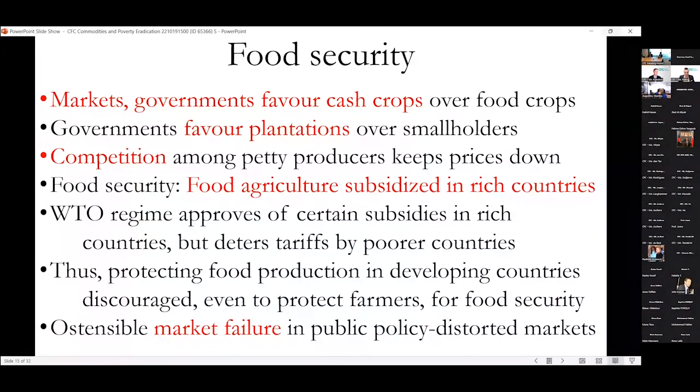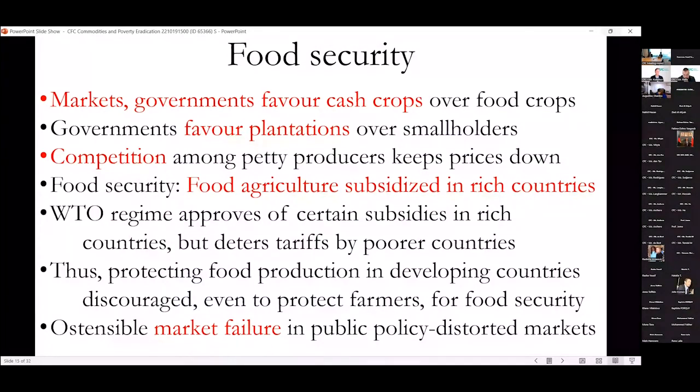Yet another issue to recognize is that food agriculture in many rich countries, it is very clear, for example, in the European Union, but also in the case of Japan or the United States, that food agriculture is subsidized. But developing countries who cannot afford to subsidize food agriculture are left helpless because they are discouraged by international law from imposing tariffs to provide some degree of protection for their food producers. So as a consequence of this, we find that you have subsidies for the rich countries, but tariffs for poorer countries are not an option.